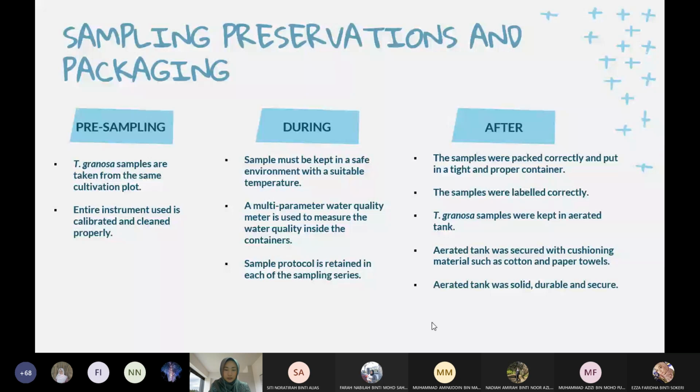Then after the sampling, the T. granosa samples were packed in a tight and proper container so the samples do not escape easily, since they are still alive. It is also labeled with proper text such as the date, time, and person in charge of the samples. At the lab, T. granosa is kept in an aerated tank, secured with cushioning materials such as cotton and paper towels to prevent it from leaking or breaking during the transportation process. The aerated tank was also made sure to be made out of a solid, durable, and secure material.